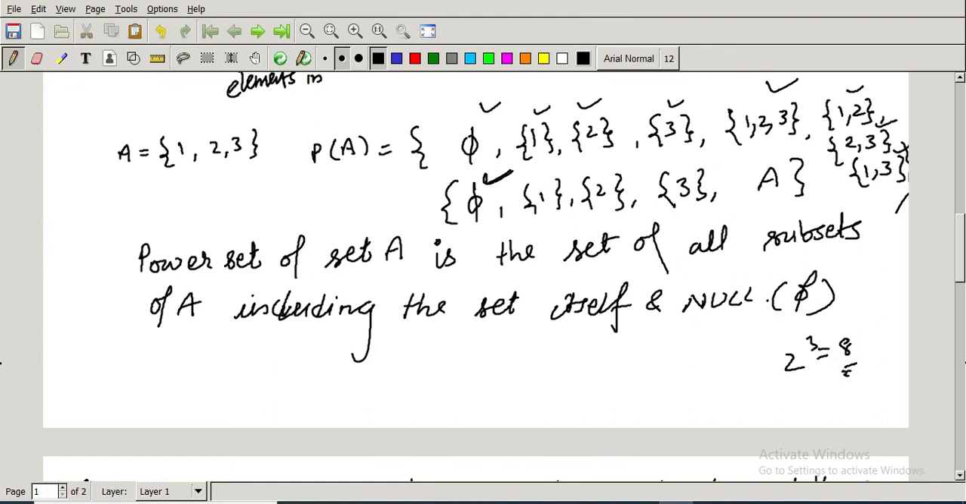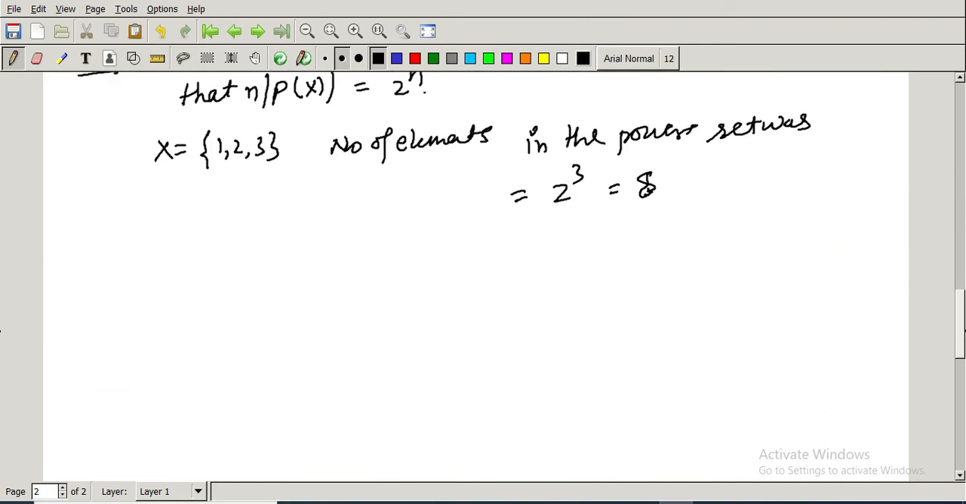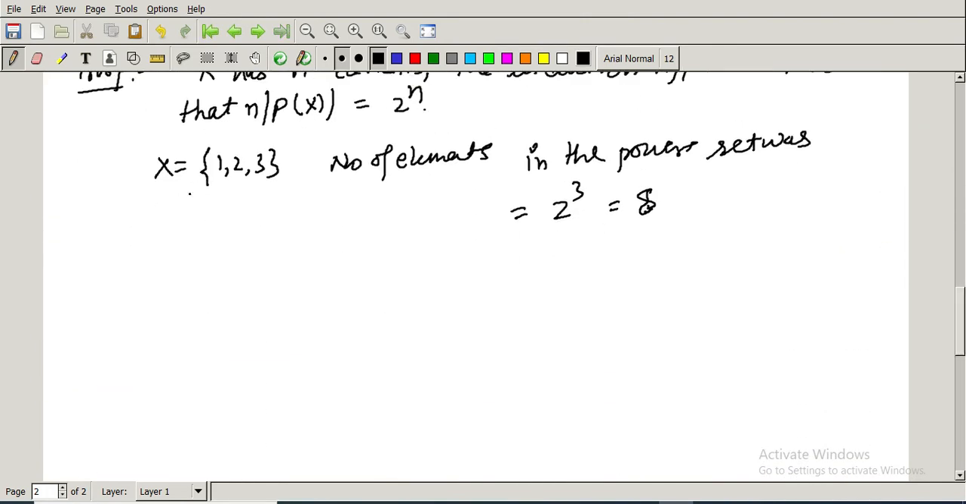So that means we can say if we have two elements, then it will be 4 subsets, and for 3, when we have the 3 elements, it will have the 8 subsets, or the number of elements will be 8.